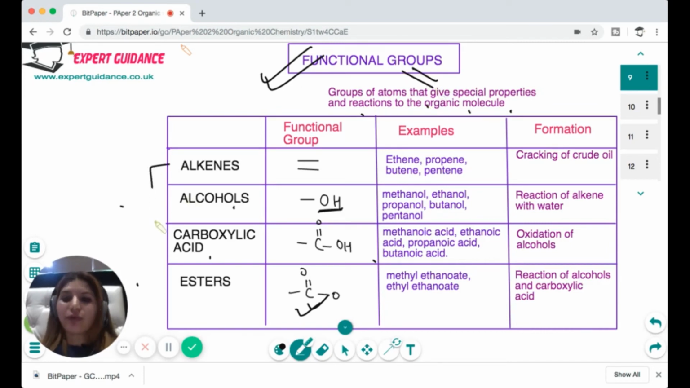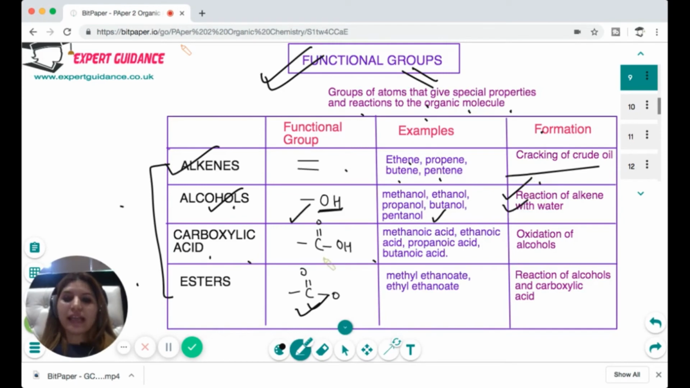And you have 4 functional groups in your syllabus. Alkenes, which have a double bond. Examples are ethene, propene, butene, and pentene, and we can form them by cracking of crude oil. Alcohols are a hydrocarbon chain with an OH, and we name them with ol. So the 1 carbon alcohol is methanol, 2 carbon is ethanol, then propanol, butanol, and pentanol, and we can make alcohol by reacting alkene with water or steam.